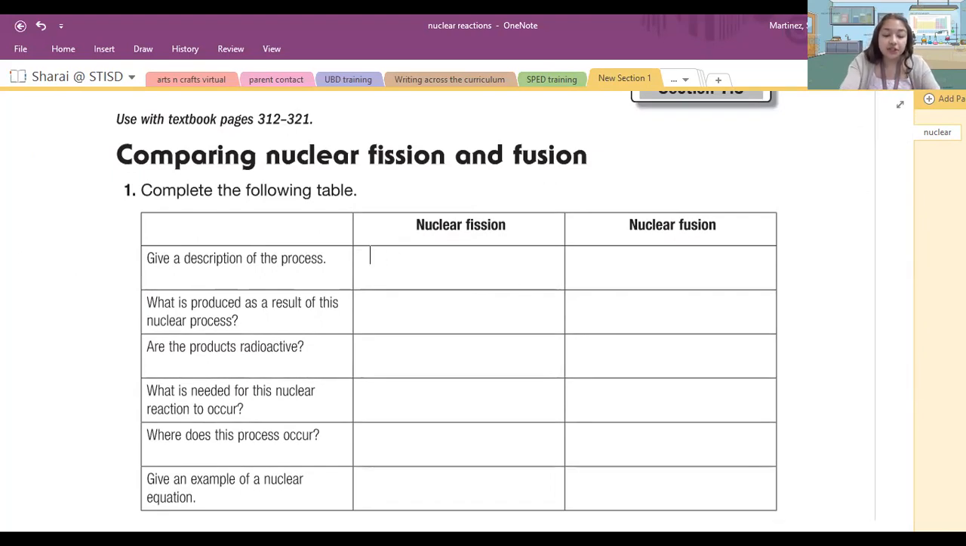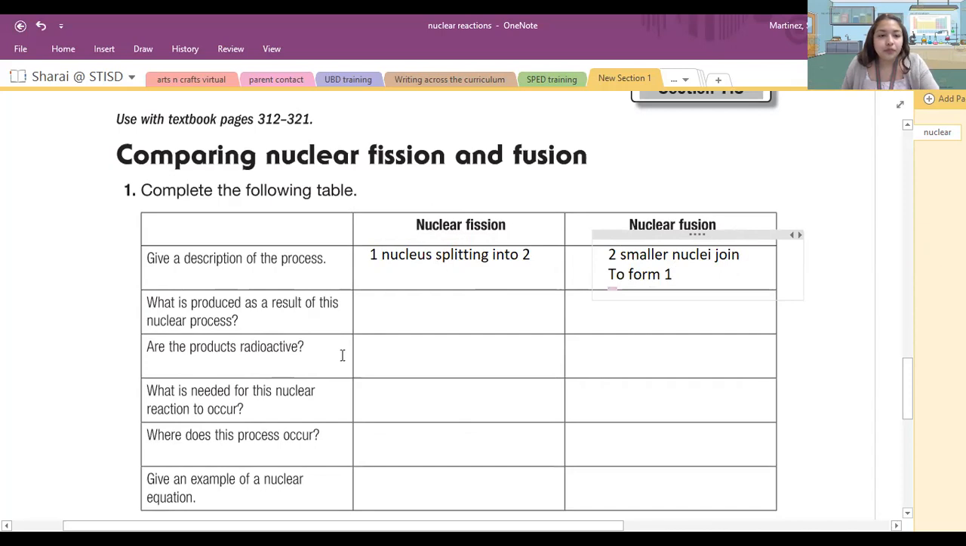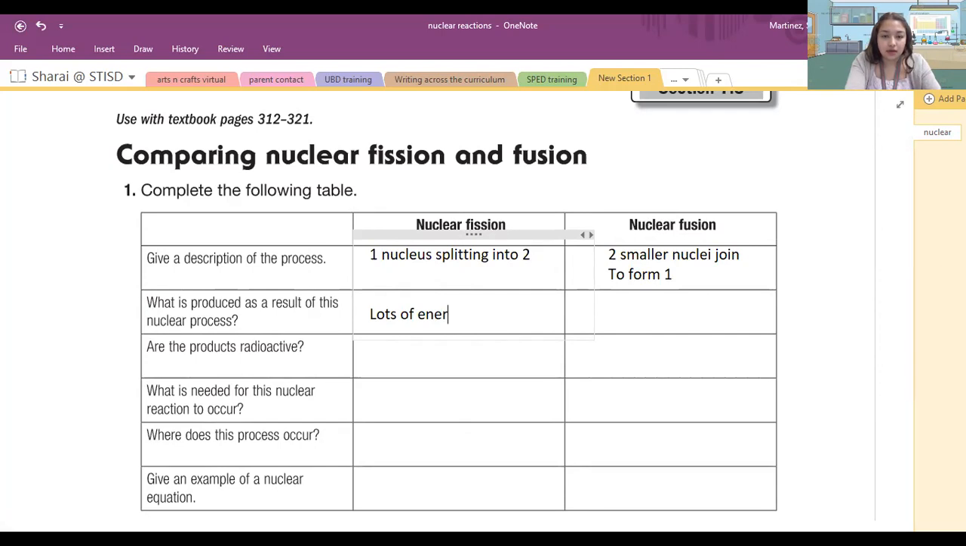So for nuclear fission, that is one nucleus splitting into two. And then, of course, fusion would be the opposite. You start off with two smaller nuclei that join to form one. What is produced as a result? Well, they both produce a lot of energy. So that is going to be the first thing I write down, lots of energy. You also have neutrons and radioactive isotopes.